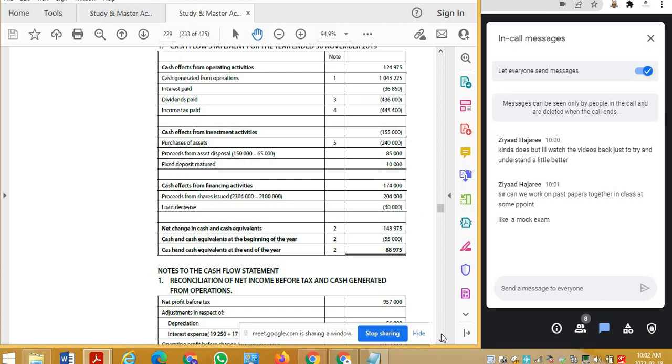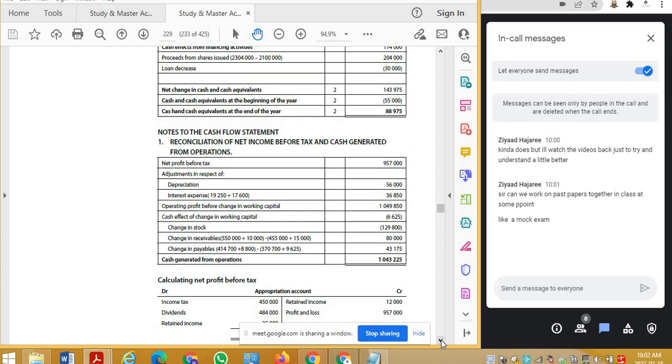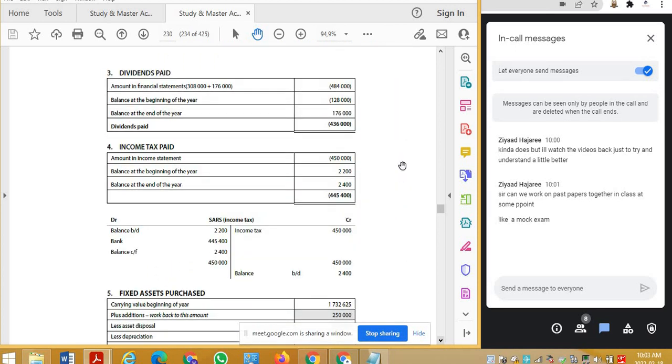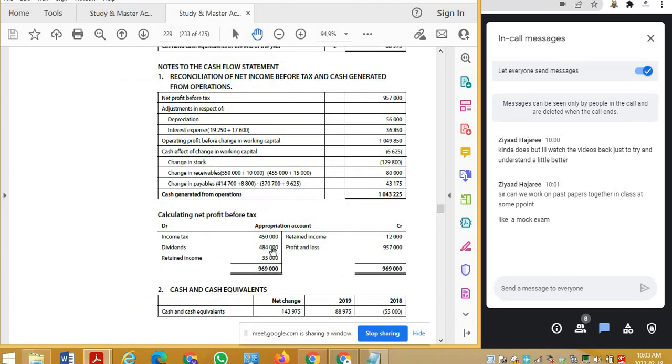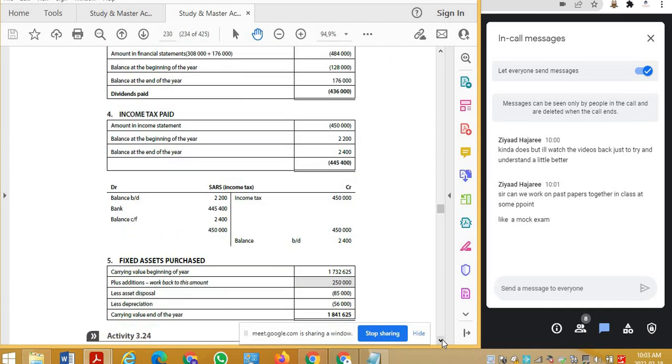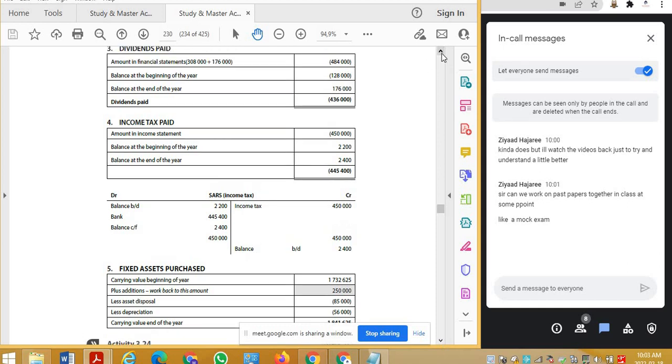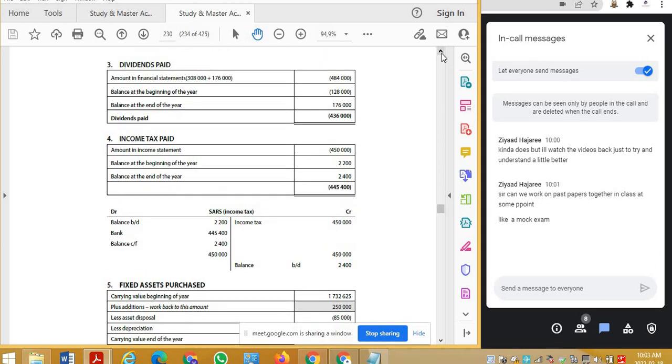Dividends paid, 436. It's not the exact same number as the amount that's in the financial statements or the amount that's in the appropriation account. See, it's not exactly the same because usually when it comes to working out the difference of shareholders for dividends, it's still the opening balance minus the closing balance. But because there is an interim dividend that was paid, there is an extra bit that needs to be added. That needs to be added back before you do your changes in opening and closing balance.